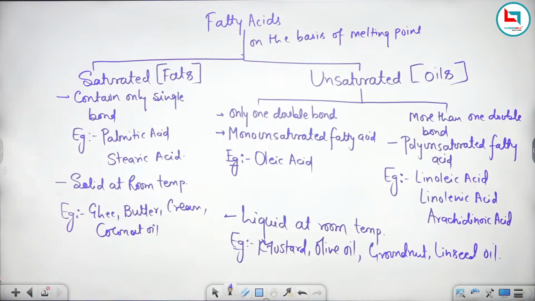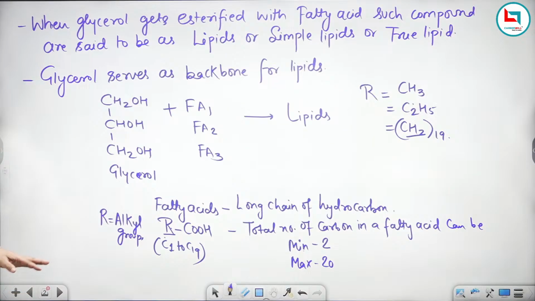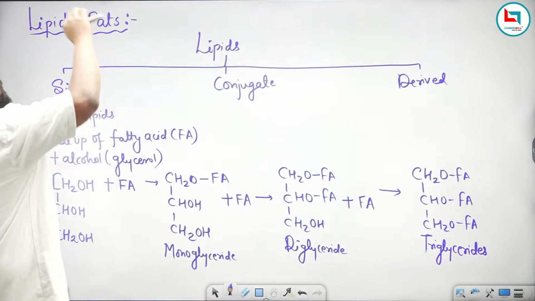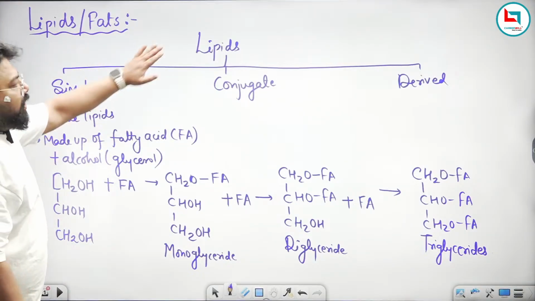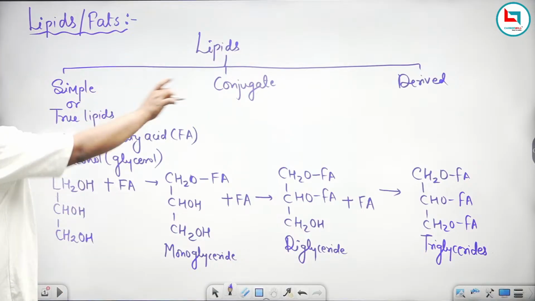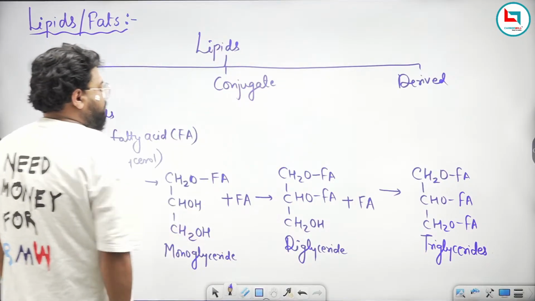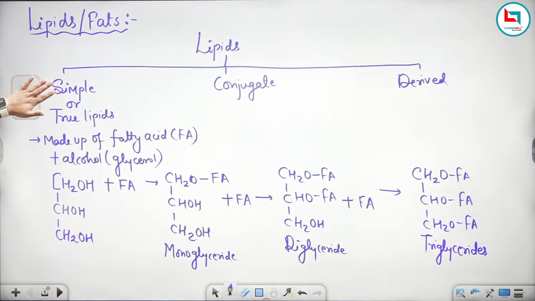Fine. So let us understand once again. We are studying about lipids. Commonly we call them fat, but fats are basically members of the lipid family. Lipids are classified into three different families: simple or true lipid, conjugate lipid, derived lipid. Simple lipids are also said to be true lipids. First of all, we are studying the simple lipids.